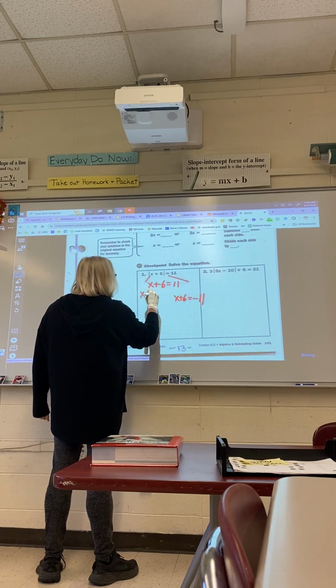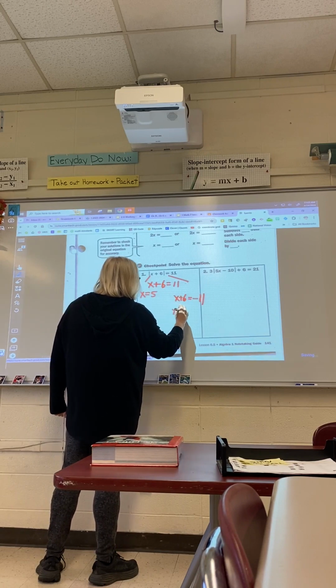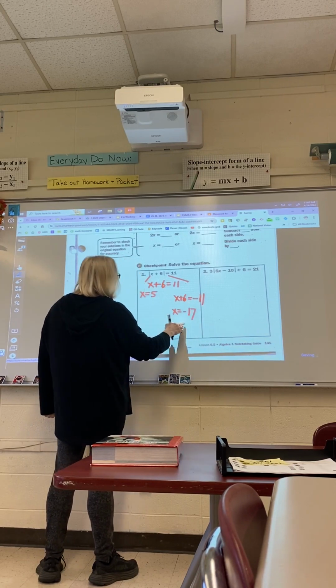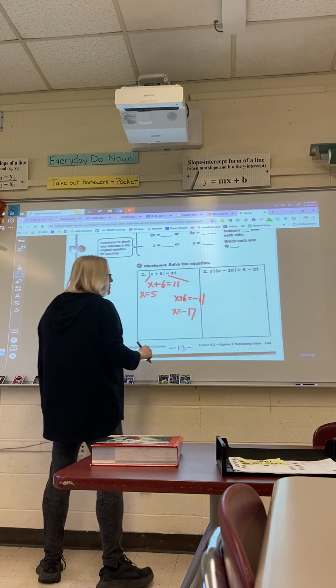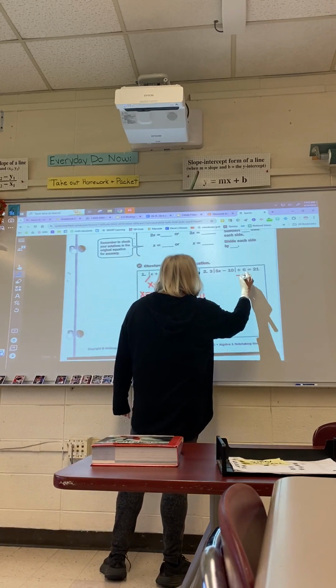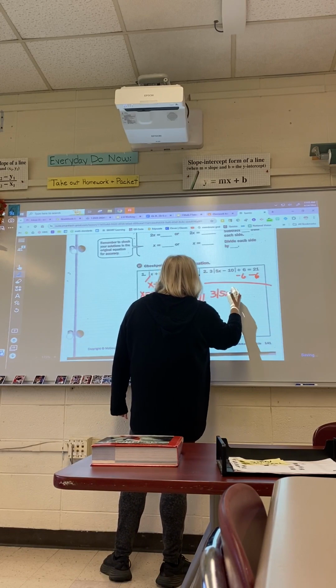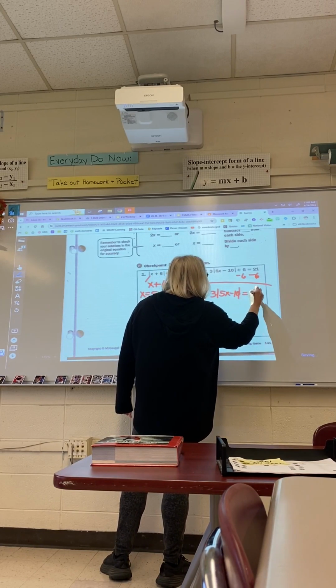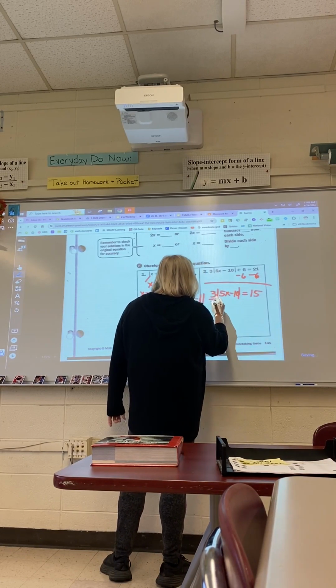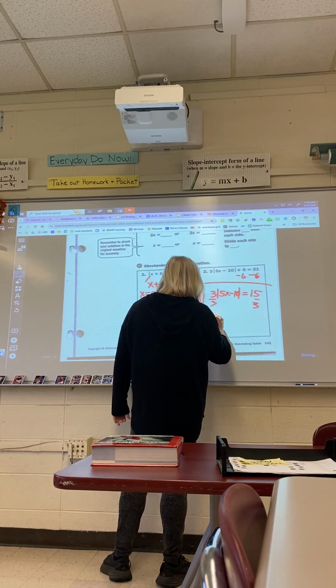So x plus 6 either equals 11 or x plus 6 equals -11. Here, x equals 5 or x equals -17. And if I plug it in, it works for both. In this particular case, I subtract 6, subtract 6. This is 15, divide by 3, divide by 3.